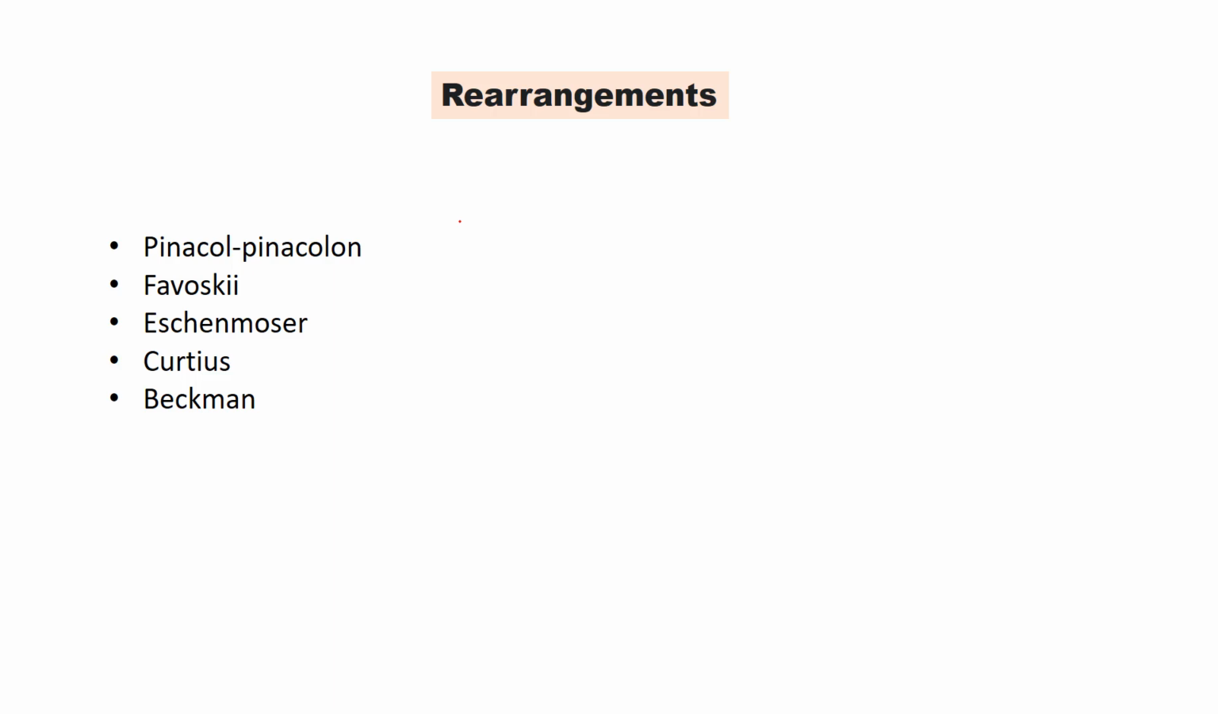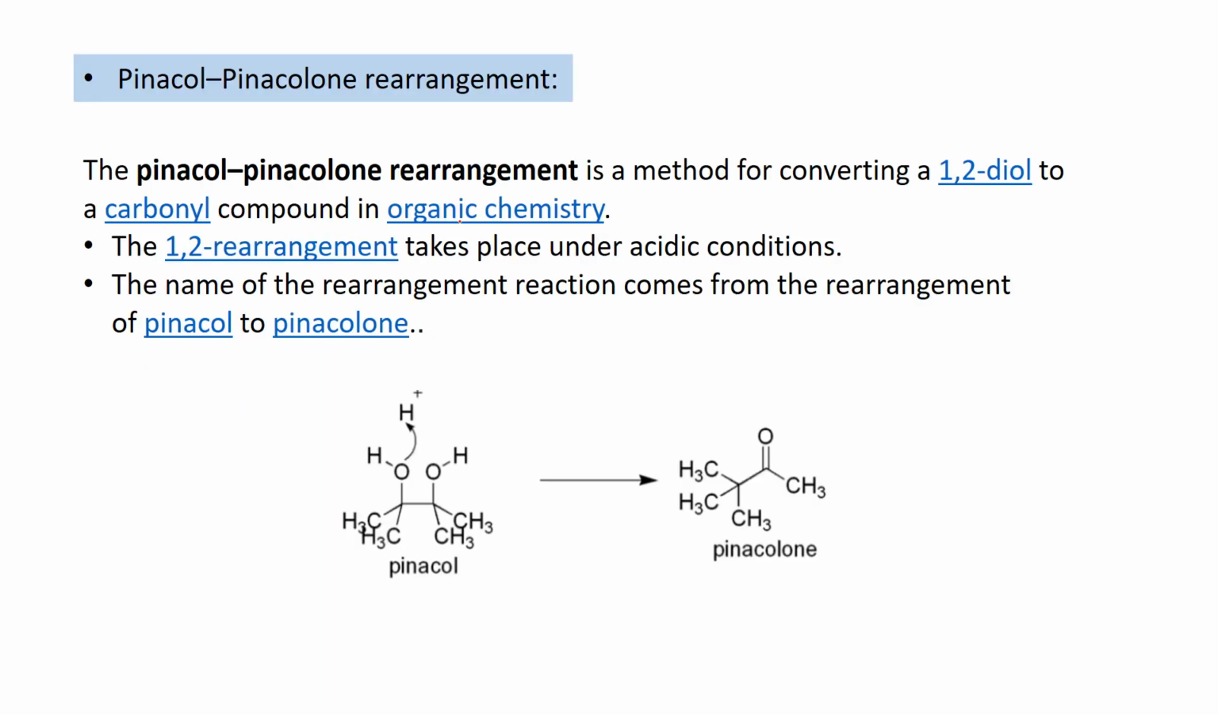Today we will discuss different types of rearrangements: Pinacol-pinacolone, Favorskii, Eastern-Moser, Curtius and Beckmann rearrangement. These are not enough. There are more different types of rearrangements. We will discuss those in the upcoming classes. So let's start. First is the pinacol-pinacolone rearrangement.